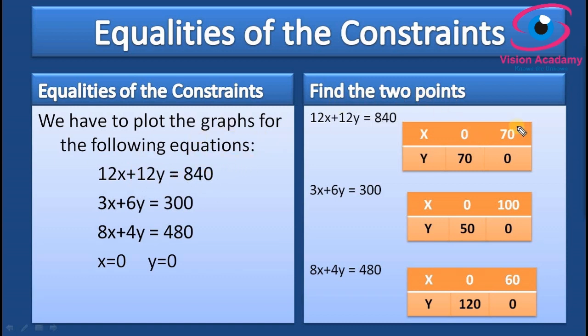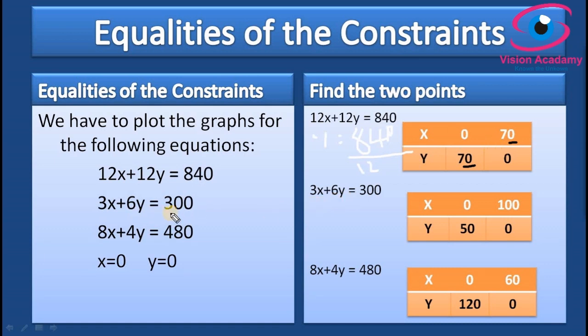On the right side I have shown two points for each constraint. The first constraint is 12x plus 12y equals 840. Since x and y have the same coefficient, when x is equal to 0, y would be 840 divided by 12, which is 70. And when y is 0, x is 840 by 12, which is also 70. Since the x and y coefficients are the same, both values remain the same.